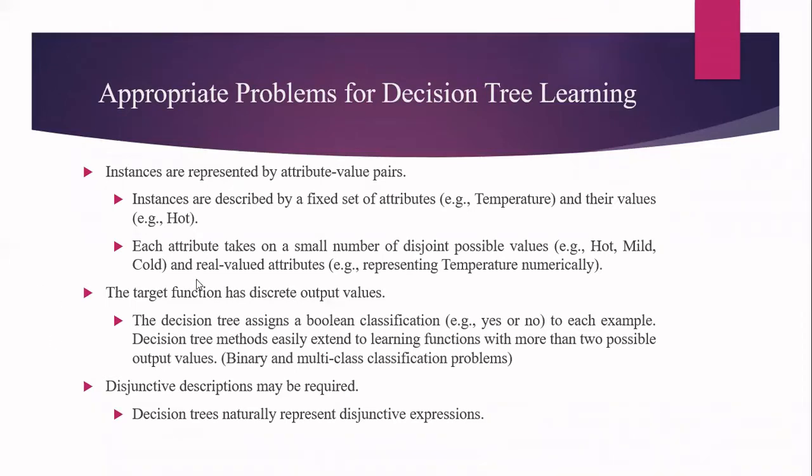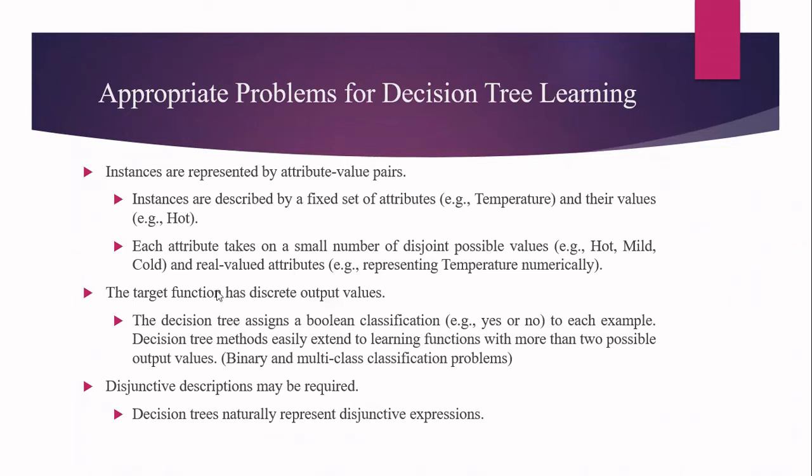Or otherwise, if the attribute value is real valued, then you can also go for the decision tree. When you represent marks as an attribute, marks cannot have only 3 different values. I cannot say that all the students will have marks 55 or 65 and so on. Anybody can get any value. It is a real valued attribute. For that also, you can use the decision tree.